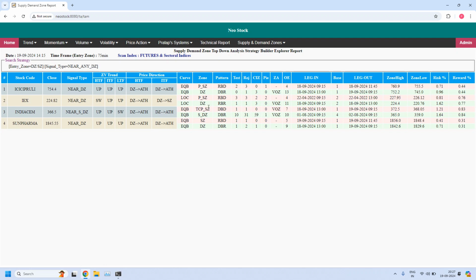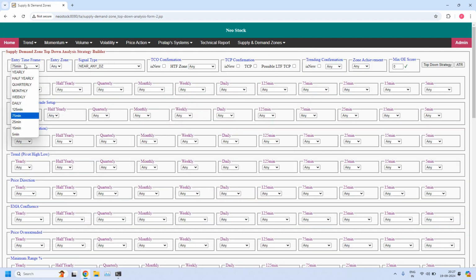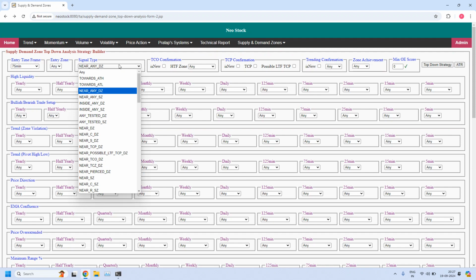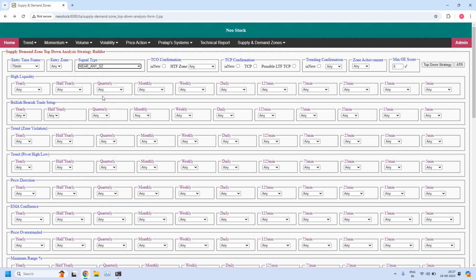And we don't have any valid high liquidity supply zone. India Cement is already pierced, so it is not valid. So we don't have any valid 75 minutes high liquidity supply zones from this list. So next, for 75 minutes time frame, let us find the stocks near 75 minutes supply zone.